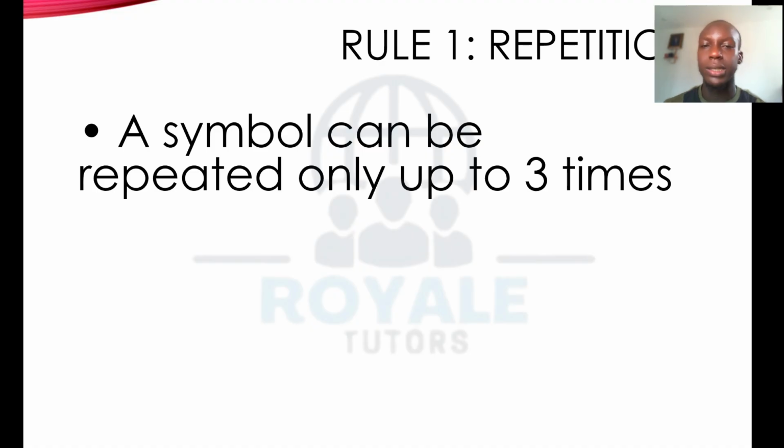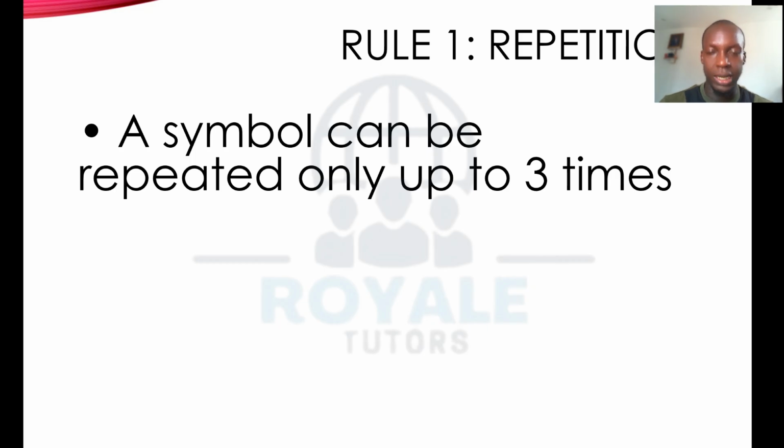So what does that rule state? It says that a symbol, we just talked about some of the symbols: I, V, X, L, C, M, and the likes, can be repeated only up to 3 times, which means that you cannot use a symbol more than 3 times. If you begin to use it more than 3 times, then you're committing a blunder. The Roman numeral system does not allow you to use a symbol more than 3 times. It can only be 3 times and nothing more.